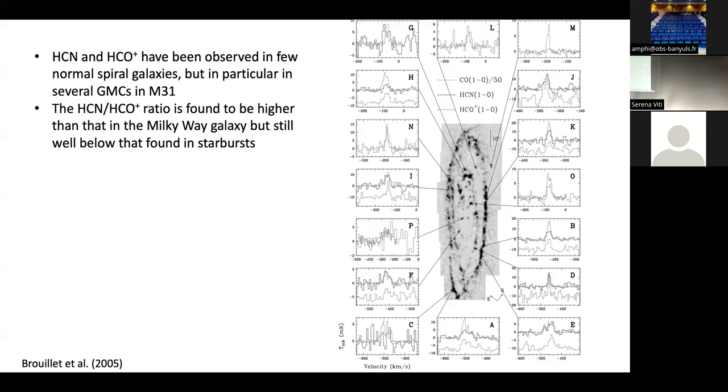And in spiral galaxies, the spiral galaxies that have been surveyed, this ratio has been found to be higher than that in the Milky Way galaxy, which implies actually that the Milky Way must be one of the most boring spiral galaxies that there is, because this ratio often is used as a diagnostic of strong energetics, okay? But still, this ratio is much lower than found in starburst galaxies. And that makes sense because starburst galaxies are very energetic.